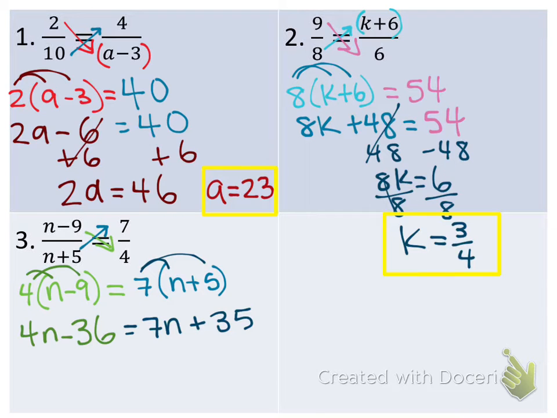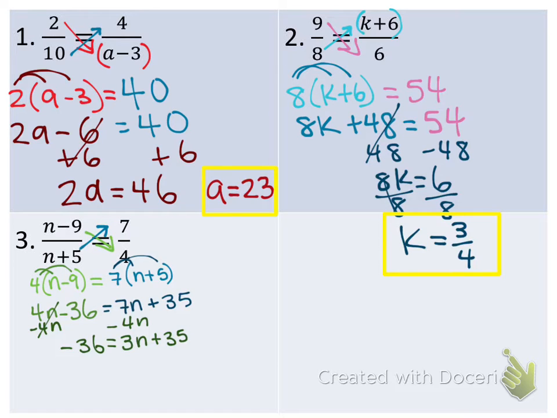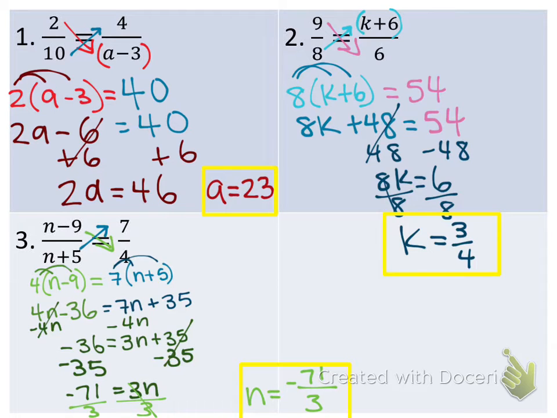Subtract the smaller n. So minus 4n, minus 36 equals 3n plus 35. What's my next step? Subtract 35. This one is going to be even uglier than the first one, or the second one. What is minus 36 and minus 35? Negative 71, and then divide by 3. Does 3 go into 71? It does not. So negative 71 over 3 it is.